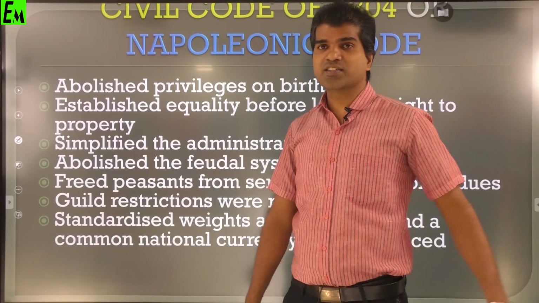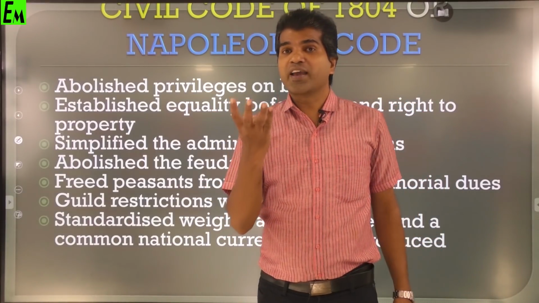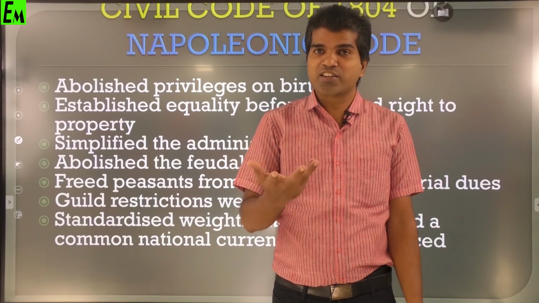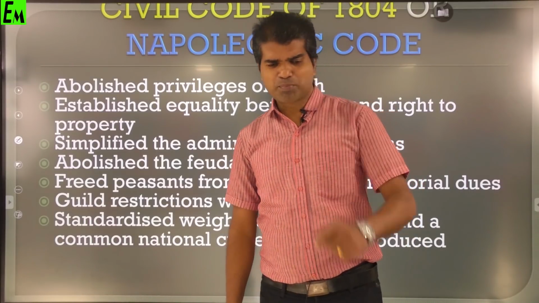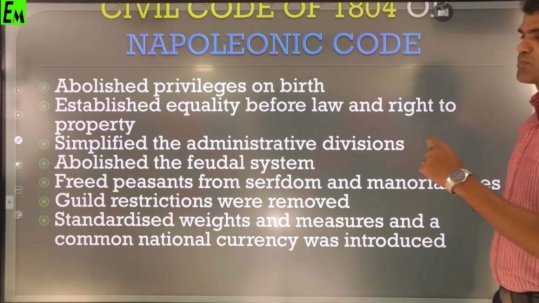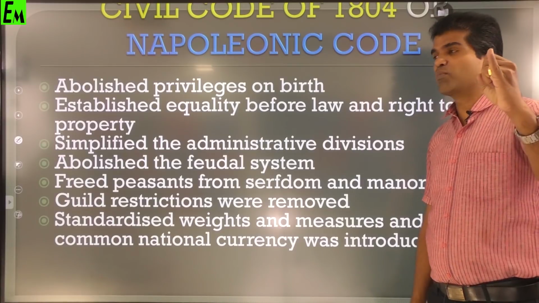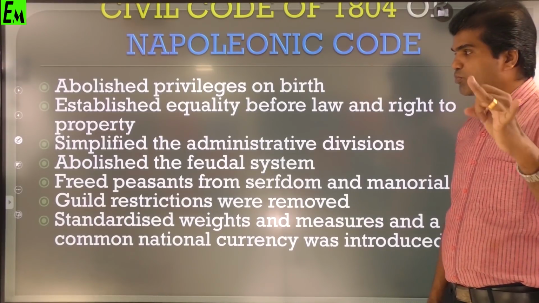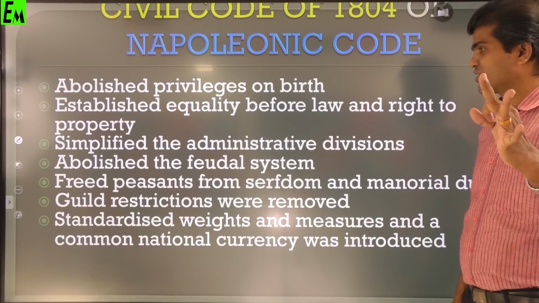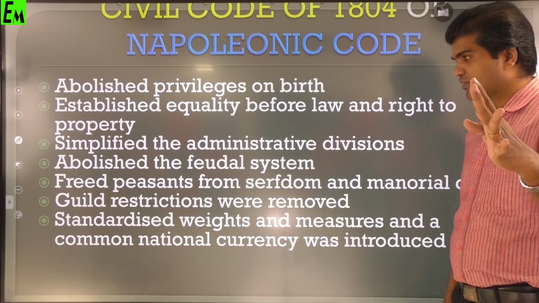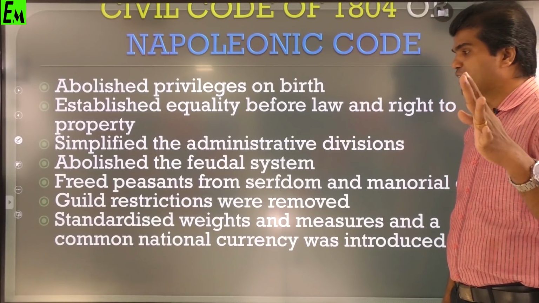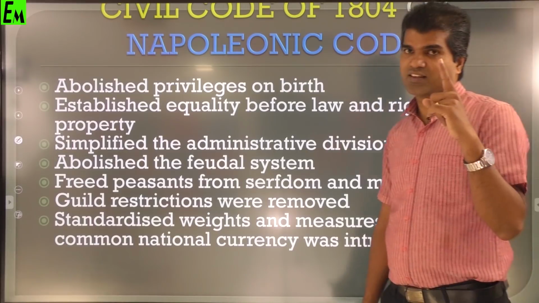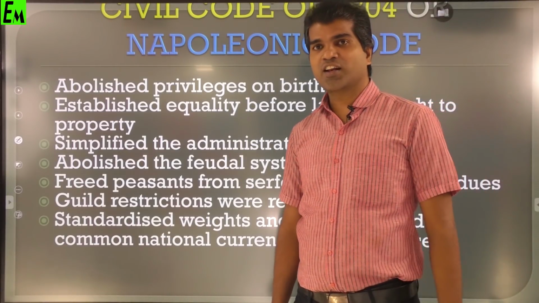These are all the major points which come under the question: what do you mean by the Civil Code of 1804, or the Napoleonic Code? Or the question can be asked, what are all the changes introduced by Napoleon? Very simple, very important. First, he abolished the privileges of birth. Second, he established equality before the law and the right to property. Third, he simplified the administrative divisions and abolished the feudal system. He freed peasants from serfdom and manorial dues. Guild restrictions were removed, weights and measures were standardized, and he decided to have a common national currency.